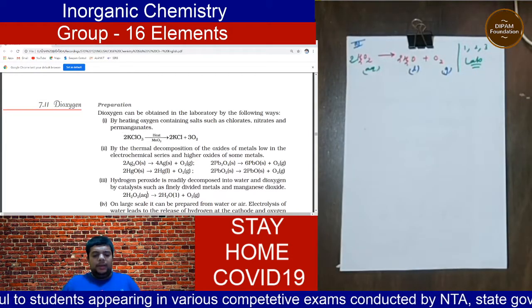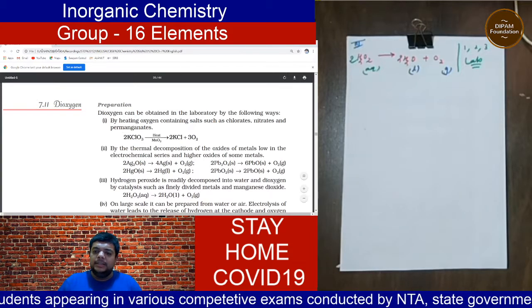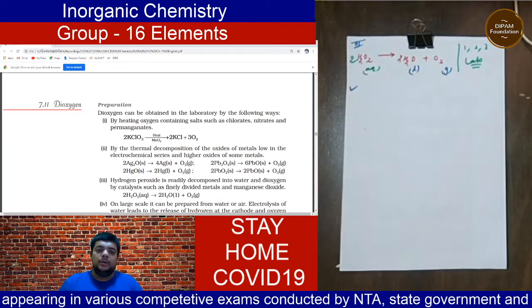They happen in laboratory. But when we go for a higher scale reaction, that are industry based reactions, what do we come across?